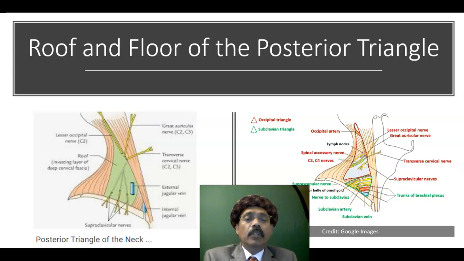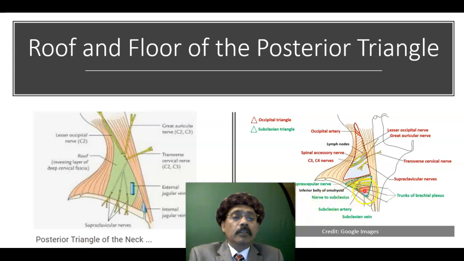Okay, this part is called the subclavian triangle. That is the subclavian triangle.